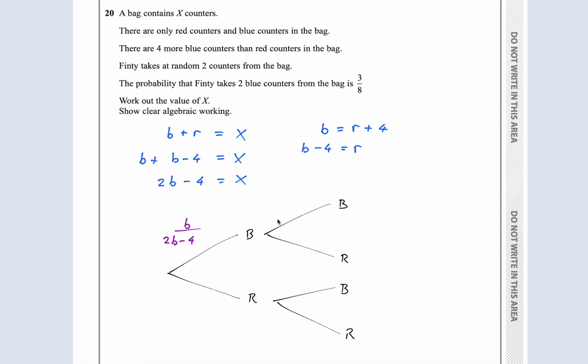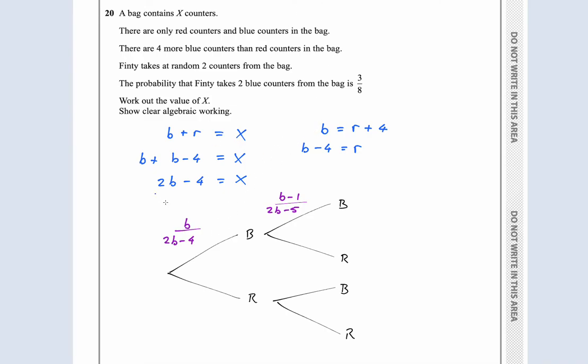Then, this bit you might be familiar with, when you take one already, because he's taking 2 counters, so this one's now gone. So now there's only B minus 1 blue counters left, and 2B minus 5 counters in total, because I subtract 1 from the denominator, because there's 1 gone from the total. Okay, now this is obviously, guys, a super hard question, FYI.